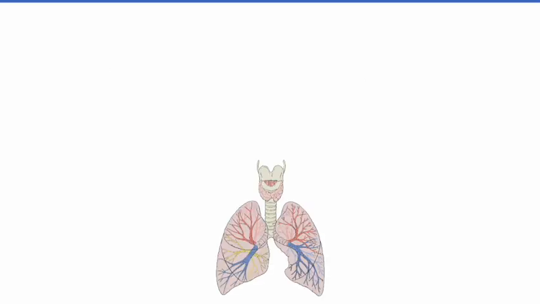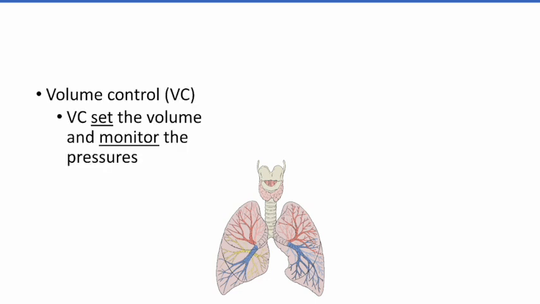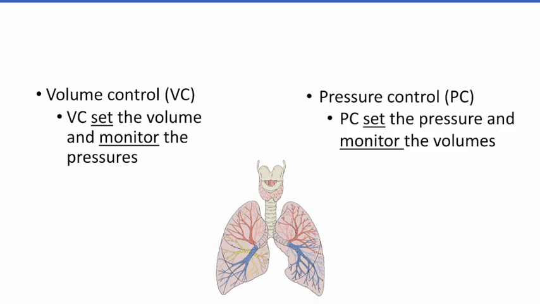All right, so let's talk a little bit about modes of mechanical ventilation. So what's the difference between volume control and pressure control? In volume control, we set the volume and then we monitor the pressure, whereas in pressure control, we set the pressure and then we monitor the volume. At UCSD, in the medical ICU, we use volume control almost all the time.